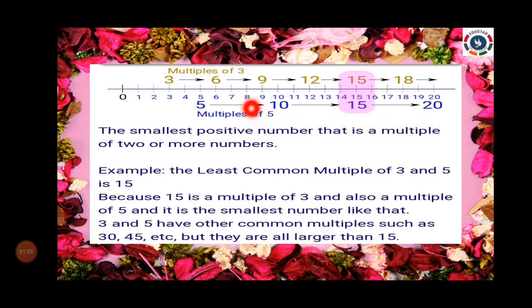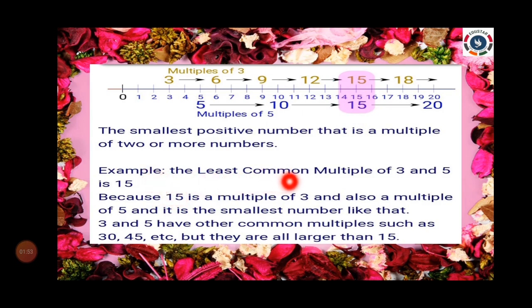So for both the multiples of 3 and 5, we have a common multiple, which is 15. The 3 table has 15 and the 5 table also has 15. So both numbers have the same value, that is the common multiple.